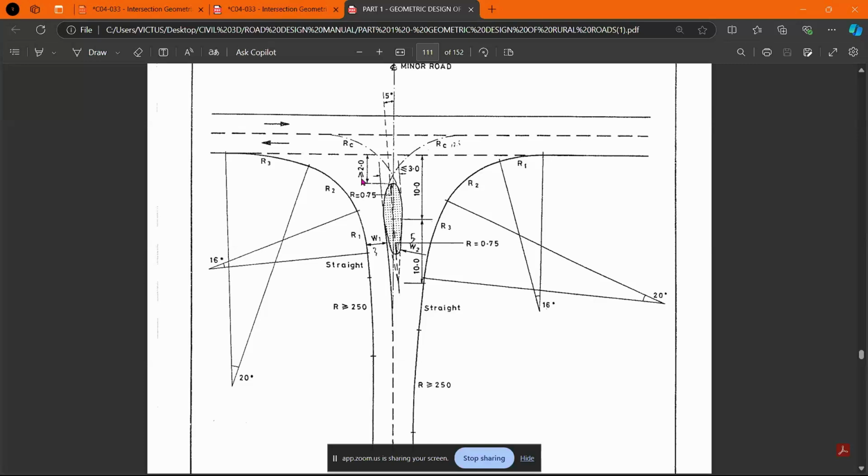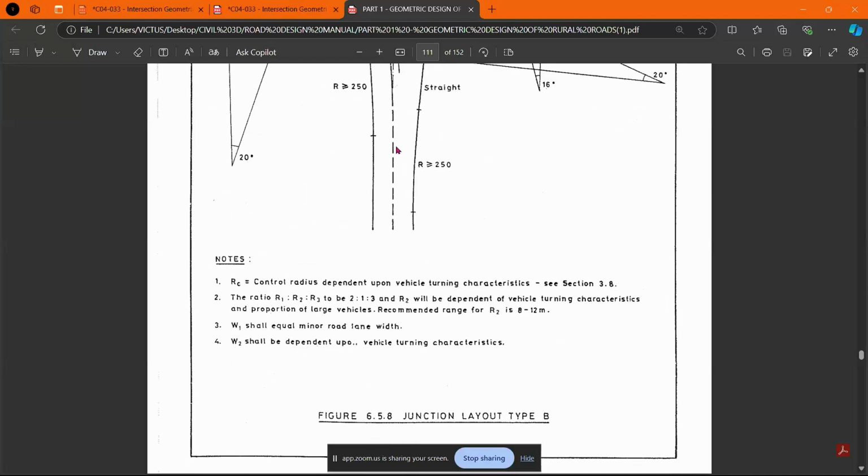Otherwise, I was talking to an engineer who was telling me they didn't consider this aspect and they ended up with a curb, a raised island or teardrop, and vehicles used to drive over it. Ideally, what makes this allowance necessary is this radius RC. Please write down radius RC. RC is called the control radius, which is dependent, again, upon vehicle turning characteristics.